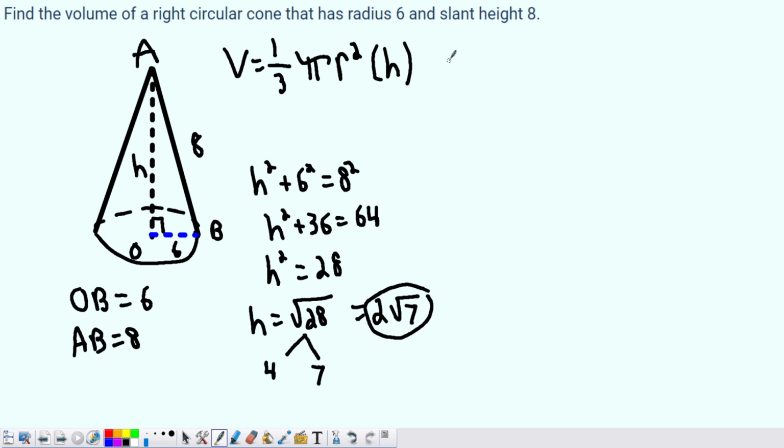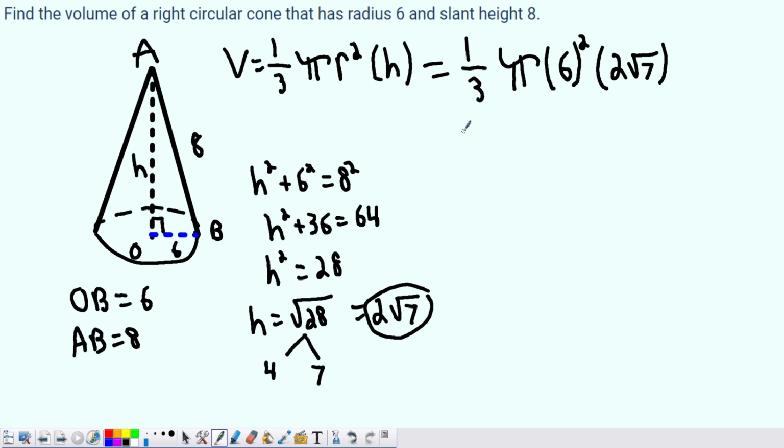Now plugging in everything I know into our formula, we have 1/3 pi times the radius squared, radius being 6, times the height, which is 2 times the square root of 7. So we have 1/3 pi times 36 times 2 times the square root of 7.